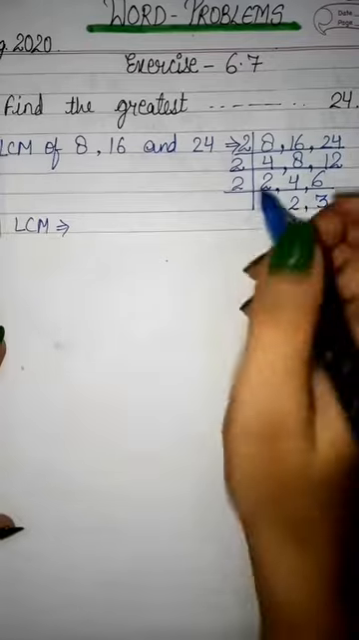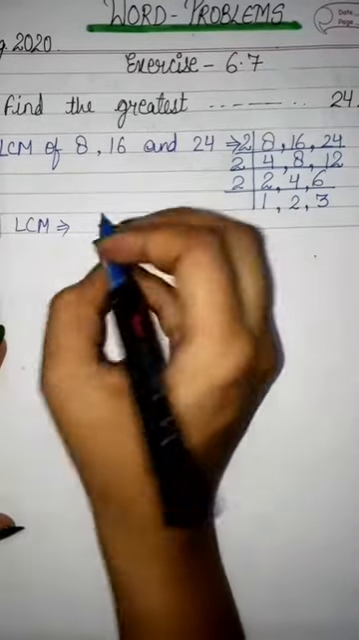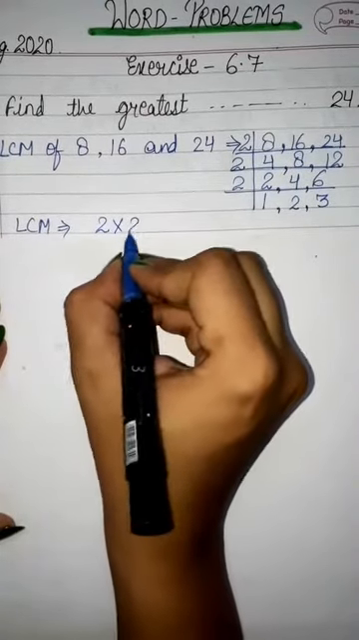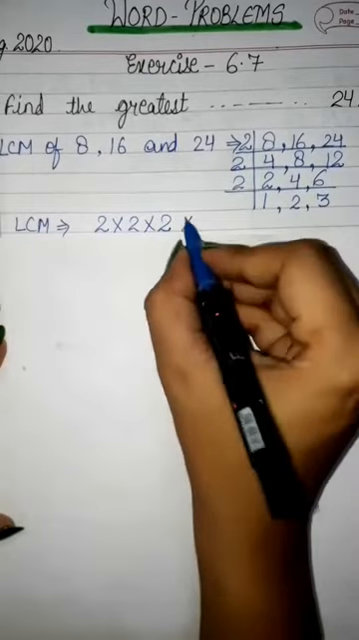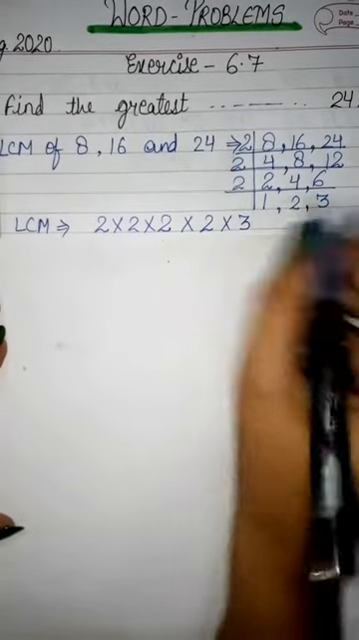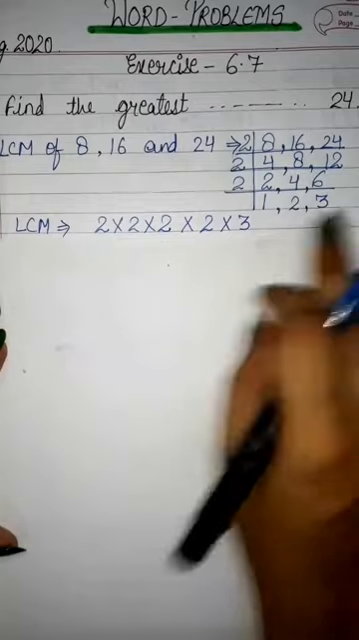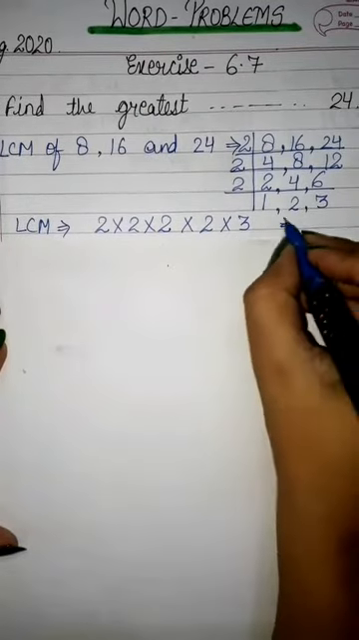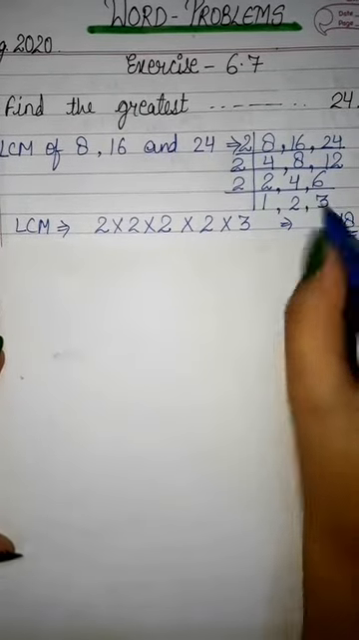Now see, these are the common ones. In the LCM we write all: 2 into 2 into 2 into 2 into 3. That means these remaining ones also. Now just find the product. You will get 48 as LCM.